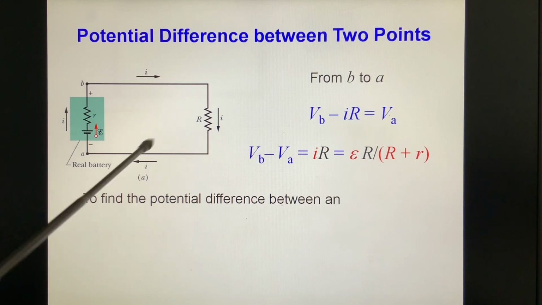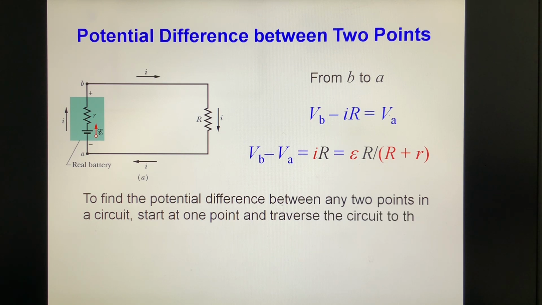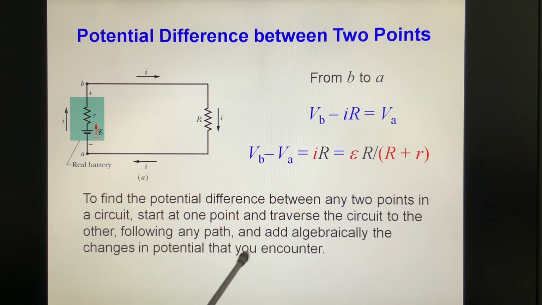To find the potential difference between any two points in the circuit, start at one point and traverse the circuit to the other, following any path, and add algebraically the change in potential that you encounter. You get it?